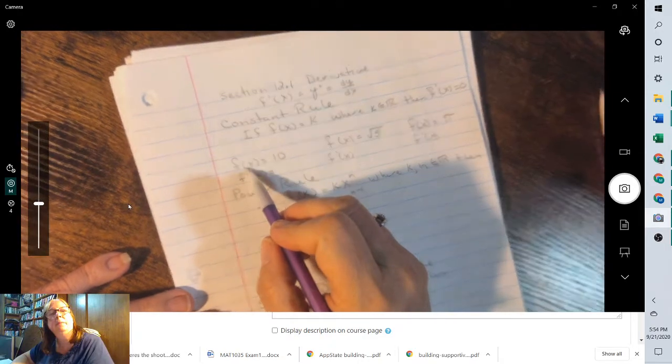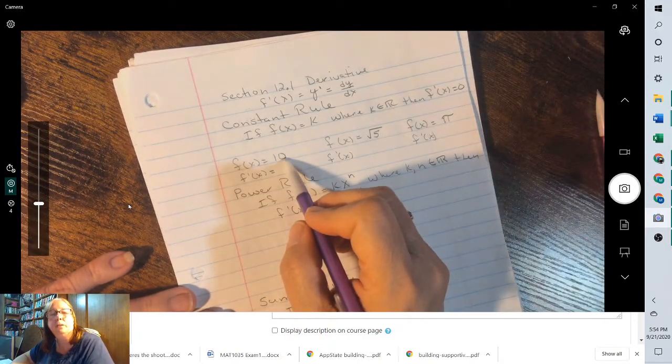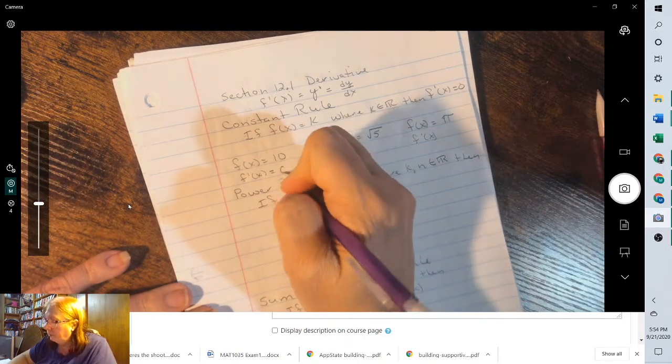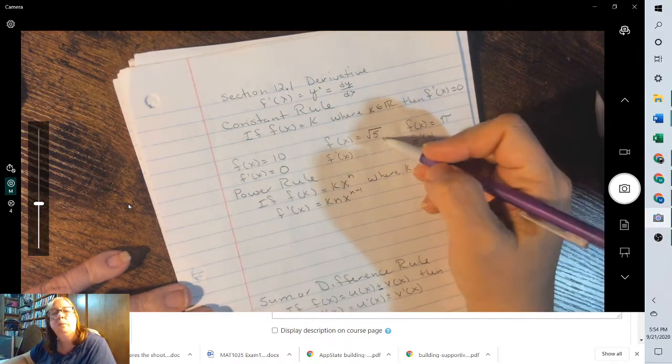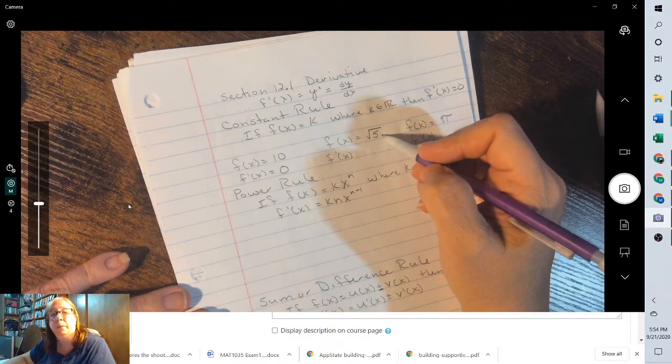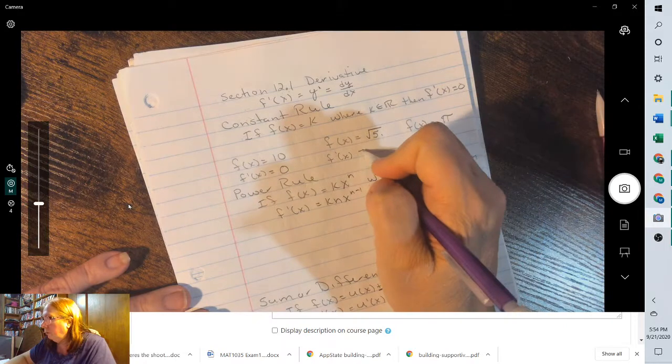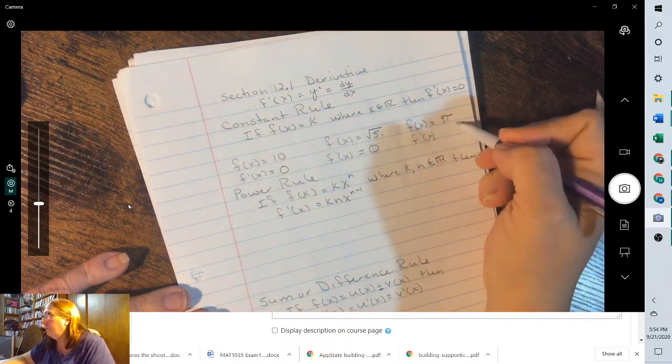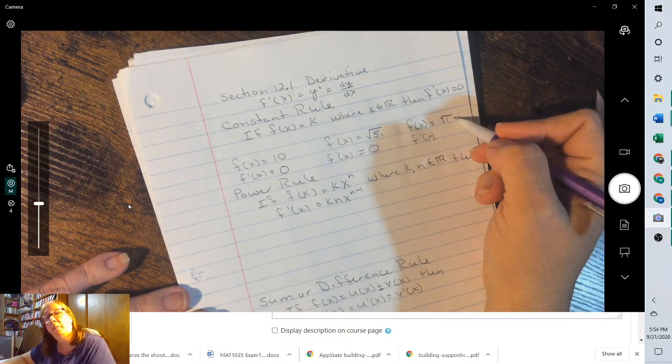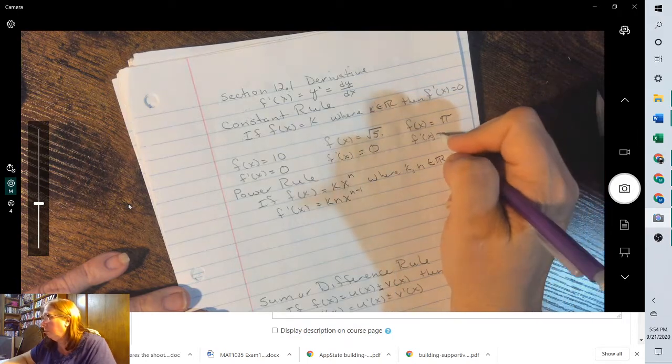An example: if the function equals 10, which is a constant, the derivative is 0. The square root of 5, again, is just a number. It's a constant, so the derivative is 0. Pi is also a number, 3.14, so the derivative is 0.